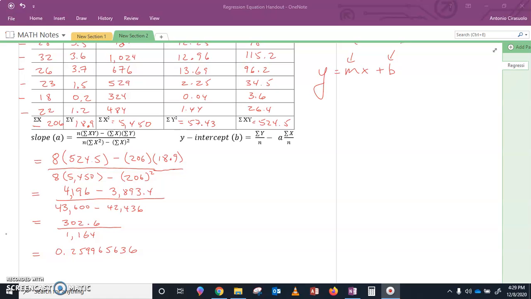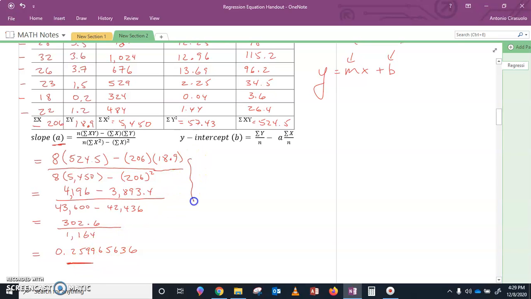Now, just to save time, I did the full calculation. And once again, if I ask you to use the formula, I do expect you to show me the detail. Your calculator will actually have this value stored in there when you enter your data, but I do expect the detail. So here's our slope.